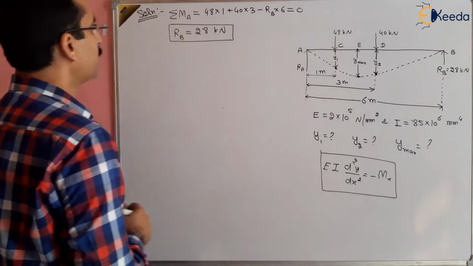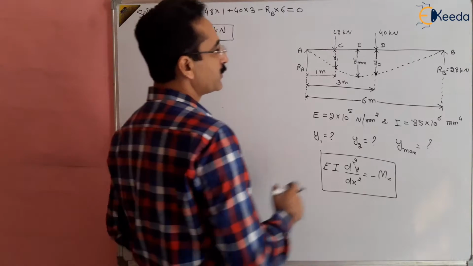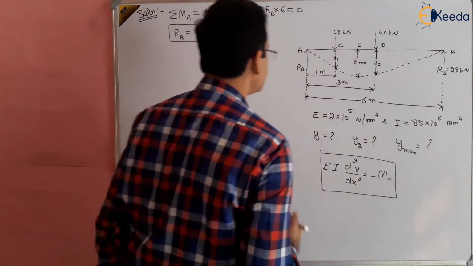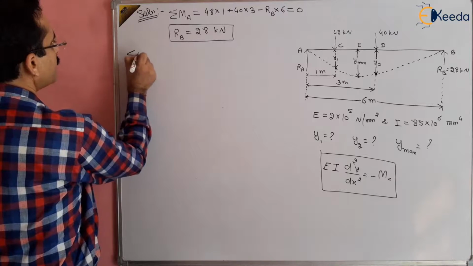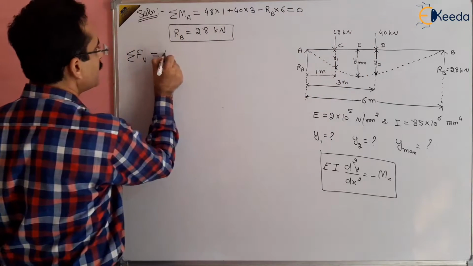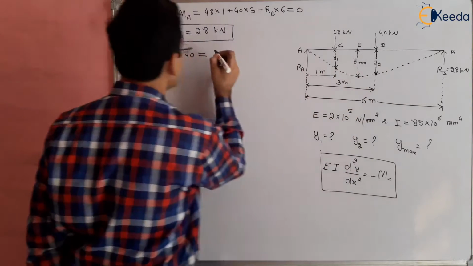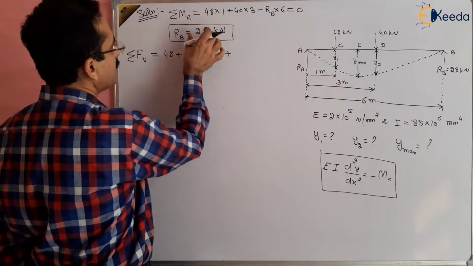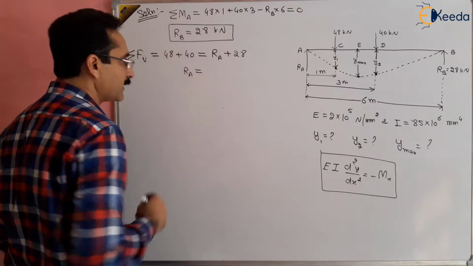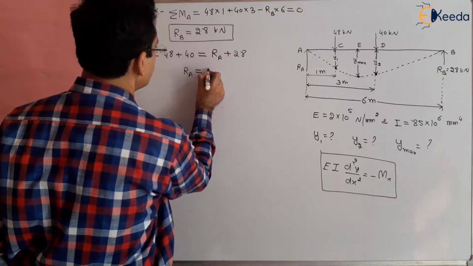Now we want to find RA. To find RA, we can take the vertical forces. The sum of all the vertical forces should be equal to 0 because the body is in static equilibrium. So downward forces should be equal to upward forces. We are assuming RA is also in the upward direction. The downward vertical forces are 48 plus 40, and that should be equal to RA plus RB. RB is 28. So from here we can find RA, the reaction at point A, and that will come out to be 60 kilonewton.